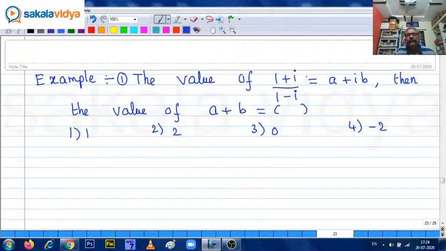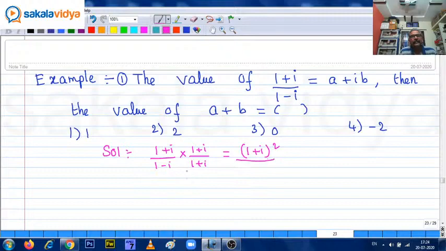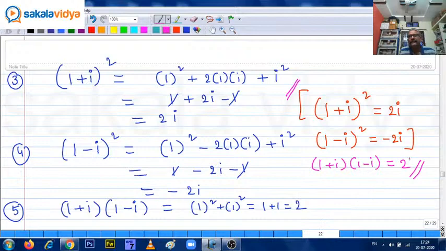Okay, multiply both numerator and denominator with 1 plus i, because the conjugate of 1 minus i is 1 plus i. So now this can be done like this: 1 plus i upon 1 minus i multiplied by 1 plus i upon 1 plus i. This will be (1 plus i) whole square, over mod z square. In this case, this is 2.